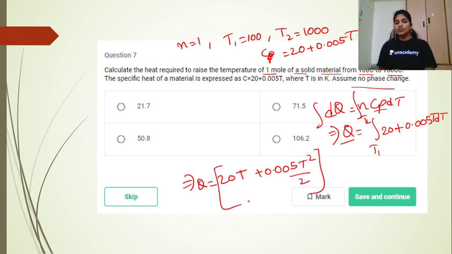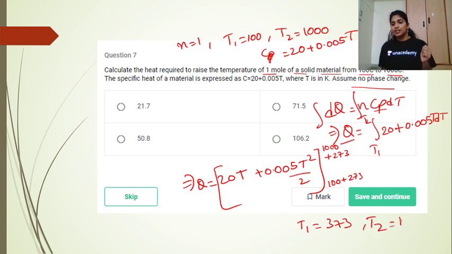The lower limit and upper limit are 100 degrees centigrade and 1000 degrees centigrade. So don't forget to convert this degree centigrade to Kelvin. The lower limit will be 373 and the upper limit will be 1273 Kelvin. So don't forget to substitute this.